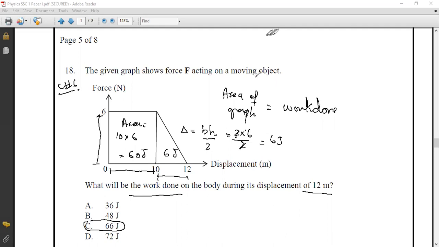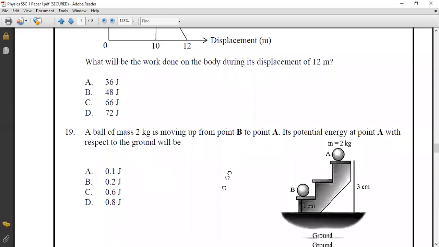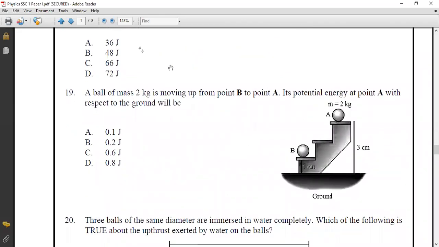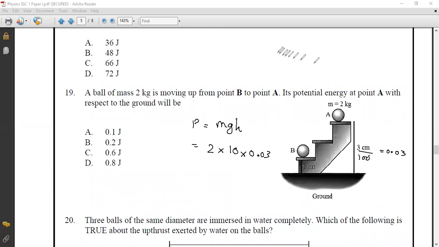So quickly, let's move to another question, that is question number 19. In question number 19, a ball of mass 2 kilogram is moving up from point B to point A. The potential energy at point A with respect to the ground will be? The height from the ground is 3 centimeter. This means 3 divided by 100, which is equal to 0.03. So potential energy, we know that it is equal to mgh, where the mass of that body is 2 kilogram, gravitational acceleration will be 10, and height is 0.03. After the multiplication of these three numbers, we will get 0.6 joules. So the correct option for question number 19 is option C, 0.6 joules.